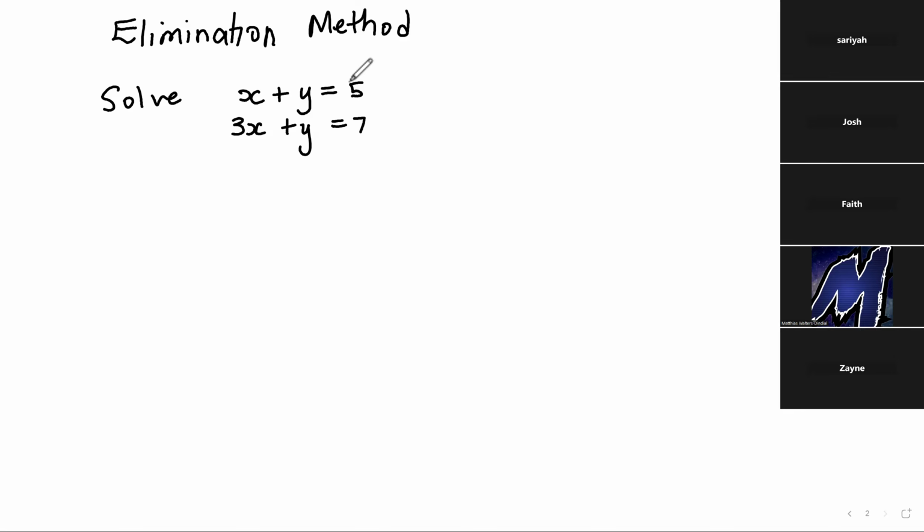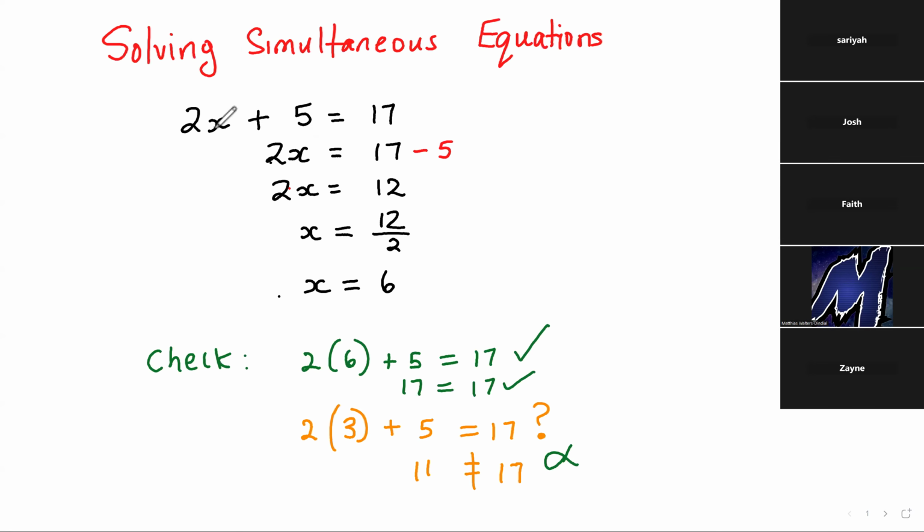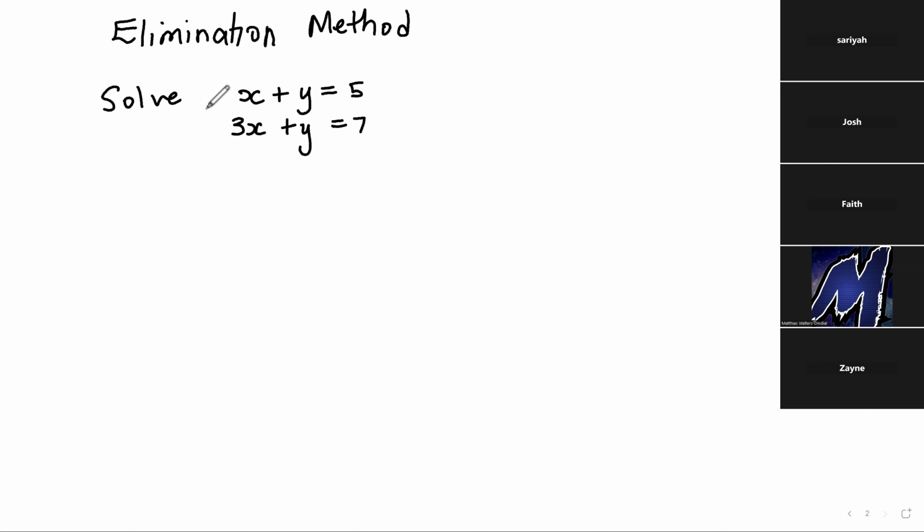As you can see, we have two variables, x and y, all right? Unlike the last one where you only had one variable, and that's why you only had to solve one equation. But in this example here, we have two variables, and that's why we have two equations, right? So if you had three variables, like x plus y plus z, you would need three equations. That's how it goes, right?